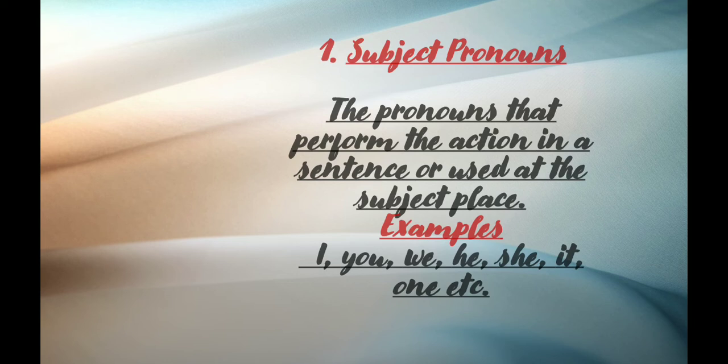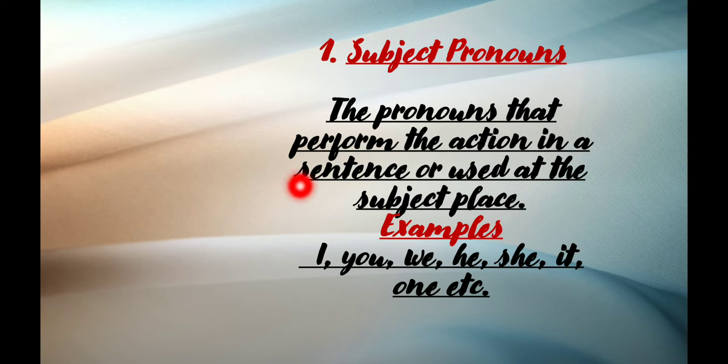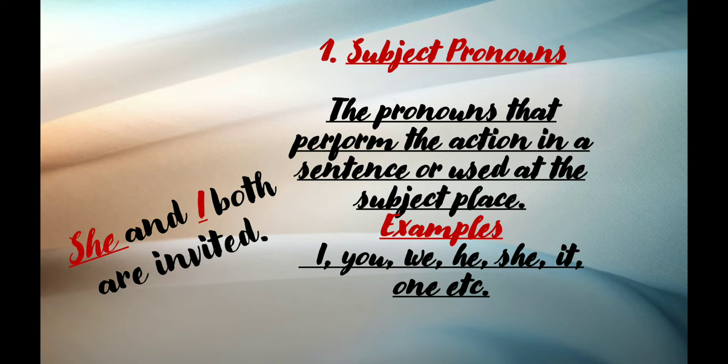Number 1, subject pronouns. The pronouns that perform the action in a sentence or simply which are used at the subject place are subject pronouns, like I, you, we, he, she, it, one, etc. We begin our sentence with these pronouns. Example sentence: she and I both are invited. Now, she and I both are subject place pronouns.